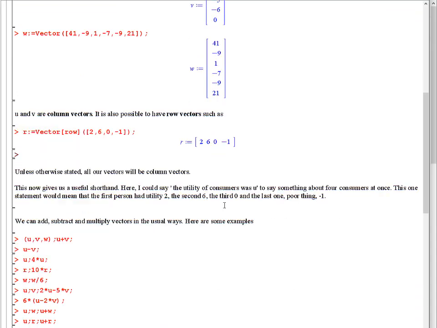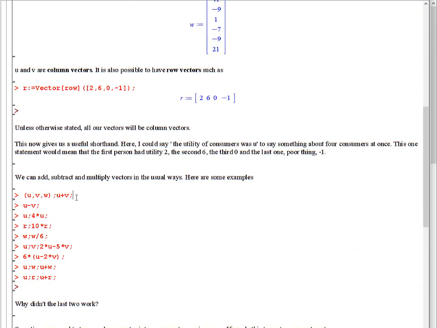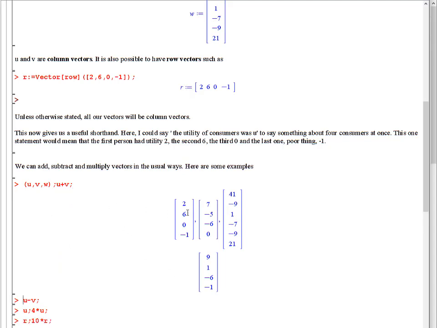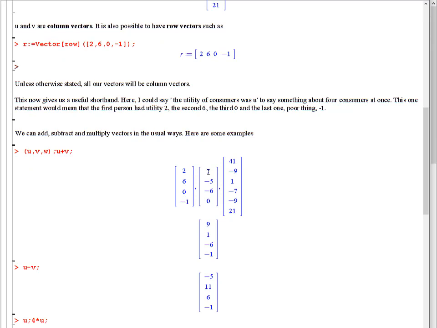Now, let's turn to the maths. Once you've got vectors, you can add them, subtract them, multiply them in the usual ways, and you should be able to do this easily by hand. So here's a few examples, and hopefully you can see how this happens. So what we've got here, this is U and V and W for reference, 3 vectors, and here is U plus V. So hopefully you can see how you get U plus V just by adding these numbers together. So that's the first 2. If I do U subtract V, you get this. So that's 2 minus 7 gives you -5. 6 subtract -5 gives you 11, and so on.